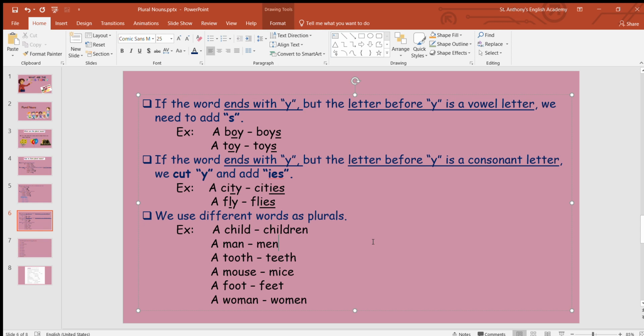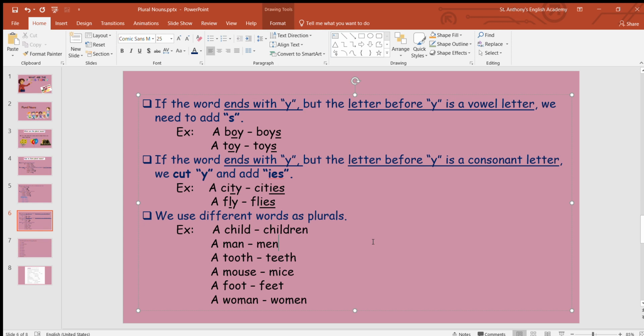What is the fourth method? If the word ends with Y, and the letter before Y is a vowel letter, you need to add only S. But if the word ends with Y and the letter before Y is a consonant, that means not a vowel letter, you need to cut Y and add IES. And the next method is, if the word ends with O, most of the time we need to add ES. Right? And the last method is, you can use different words as plurals.